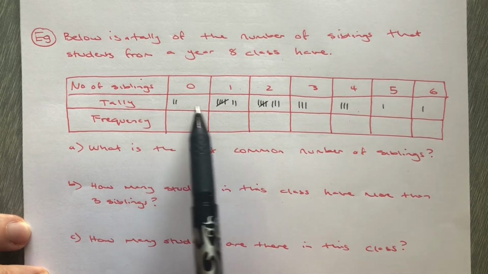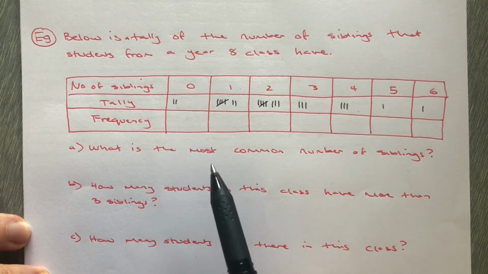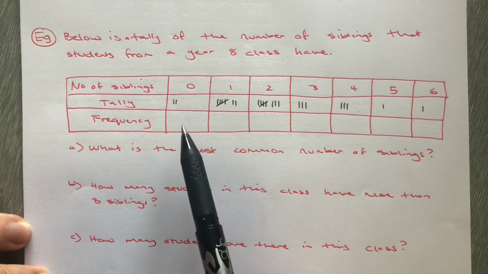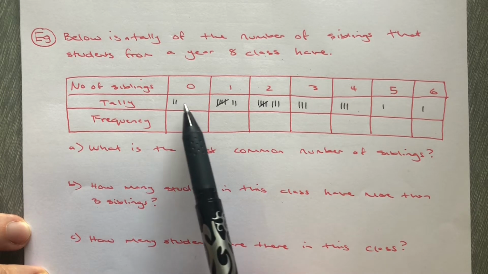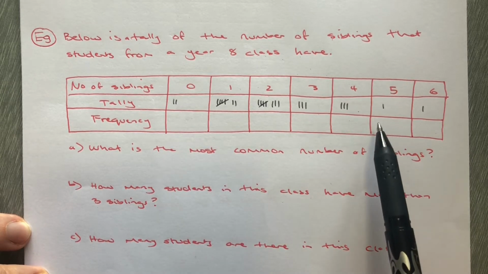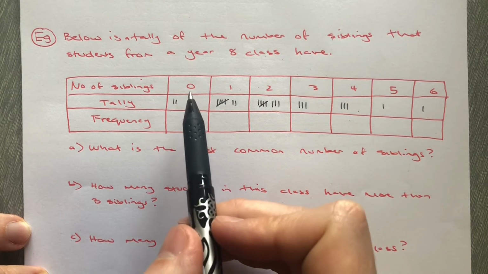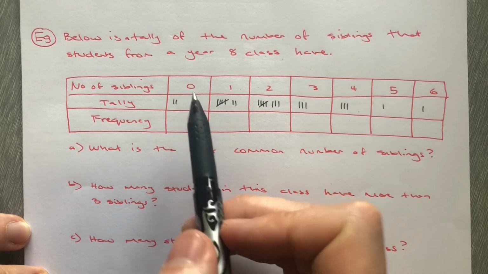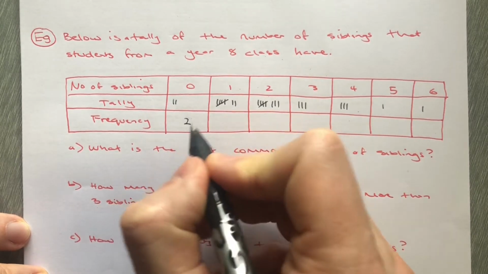So we've got a tally here. We looked at tallies the other day, but we don't necessarily want a tally right now. We want the frequency. So we need to convert these tallies into numbers. We can see that we have 2 students that have 0 siblings, so I can put a 2 in there.